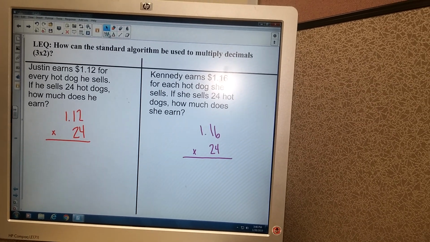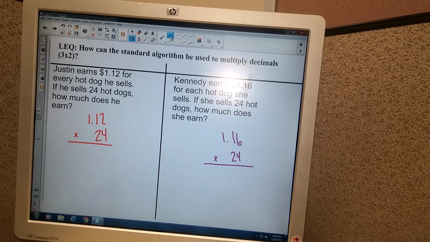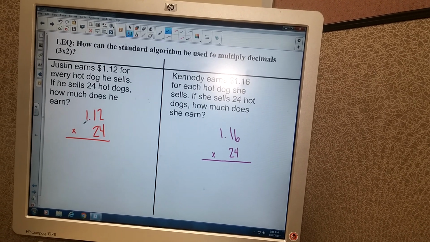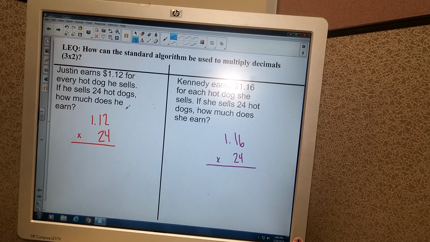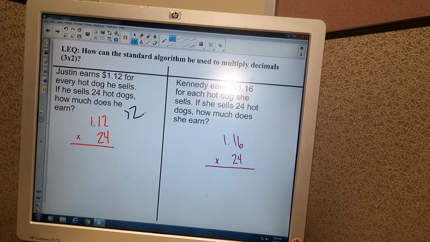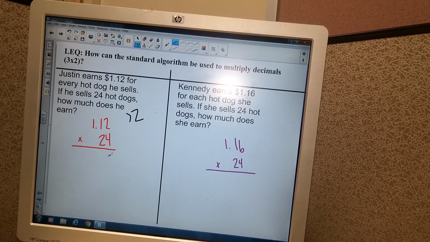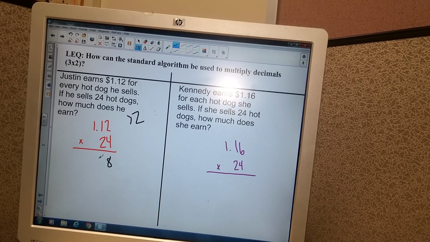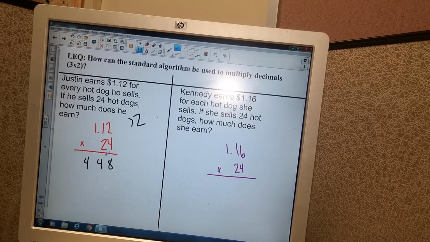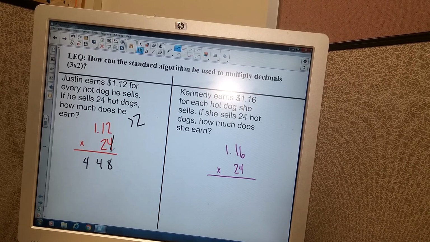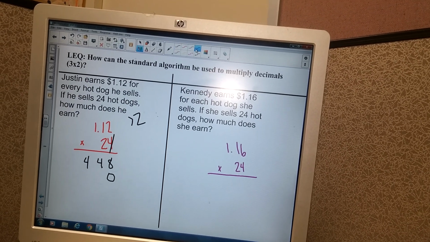A couple quick examples with 3 by 2. If you were successful yesterday, this should not be much more difficult. It's just adding one additional place up here. First thing, I'm noticing there's two numbers after the decimal point, so I need 2 in my answer. Starting off with the ones place, 4 times 2 is 8, 4 times 1 is 4, and 4 times 1 is 4. Now that I'm done with this place, I'm going to cross it out, and I'm going to keep my 0 there just to help me keep track of everything.